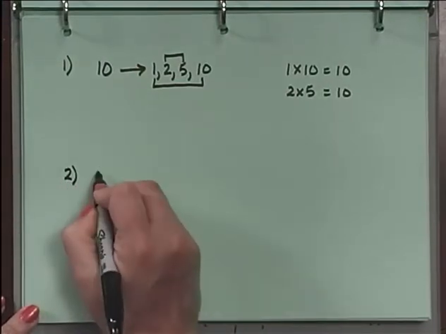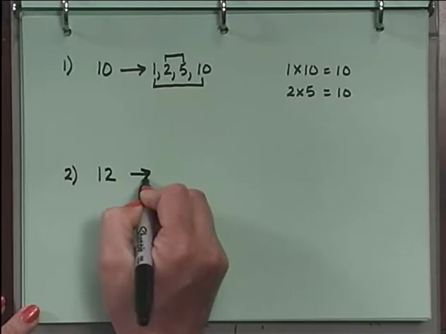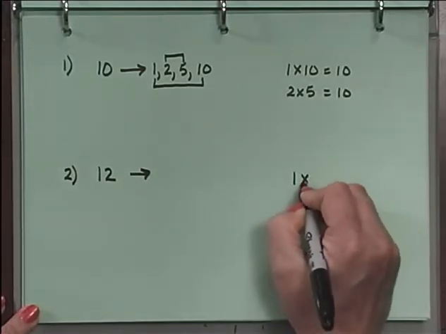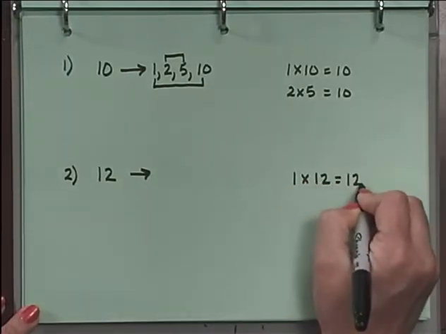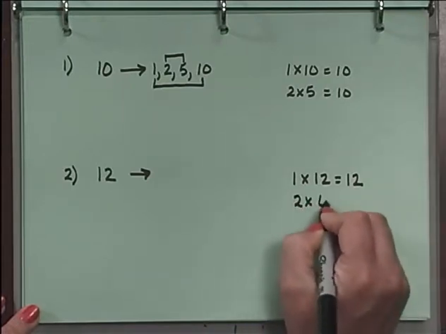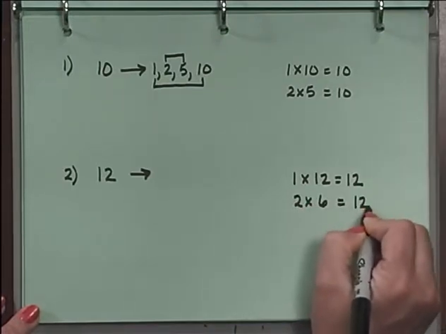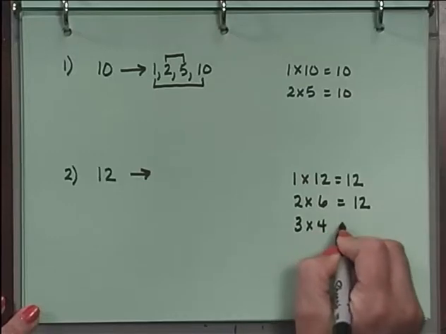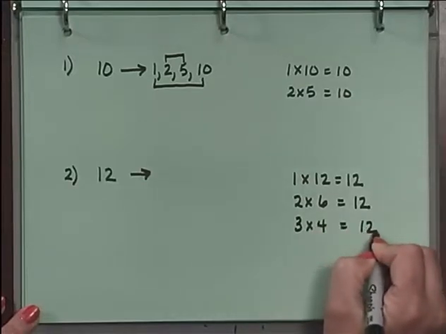So look at example 2. We want the factors of 12. Well, think of the pairs. 1 times 12 is 12. Then 2 times 6 is also 12. And then 3 times 4 is also 12.